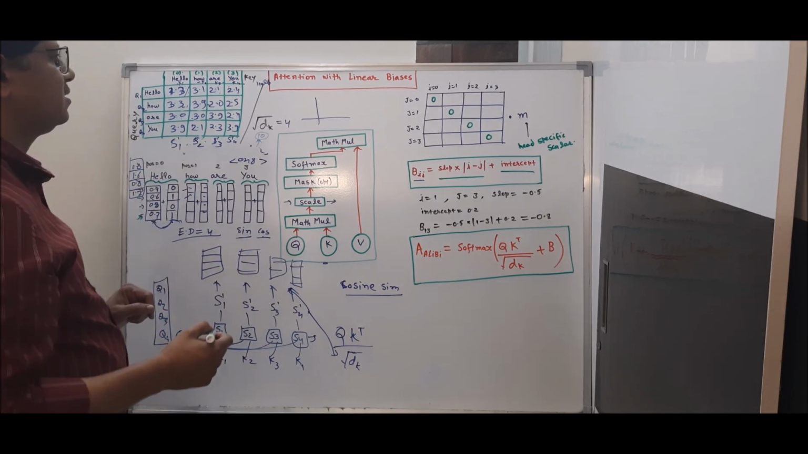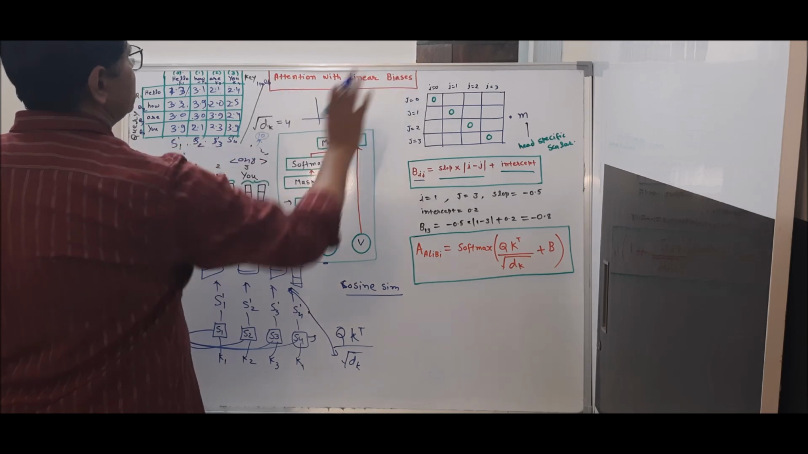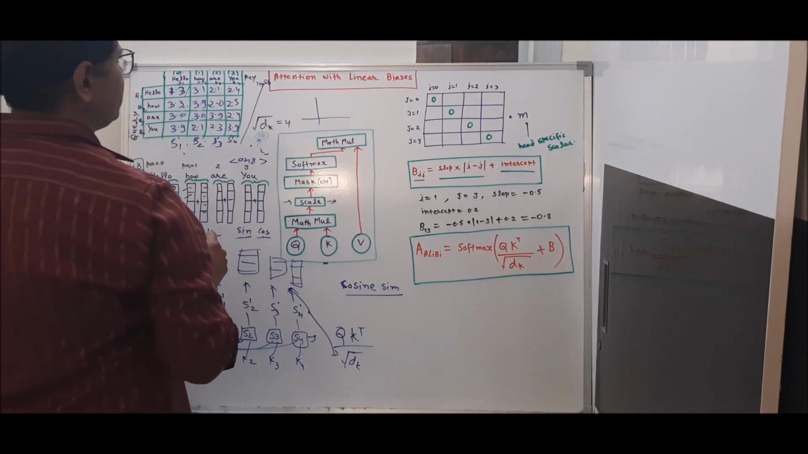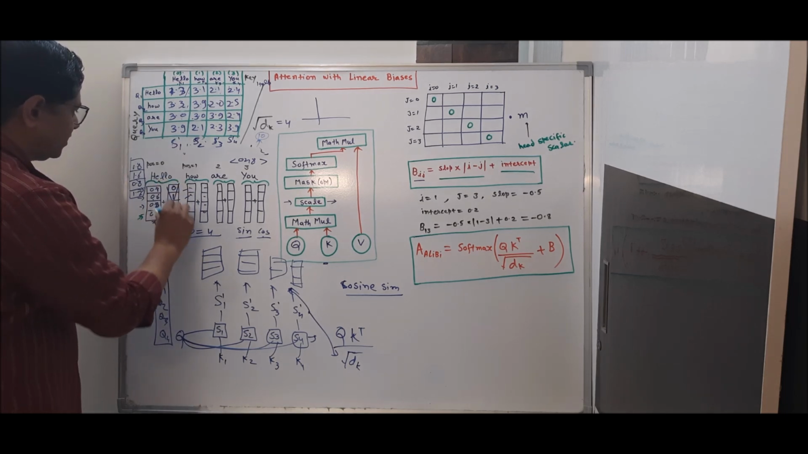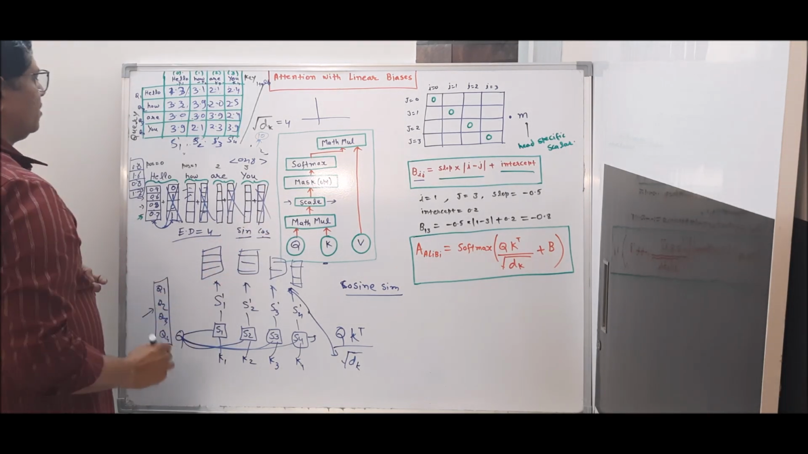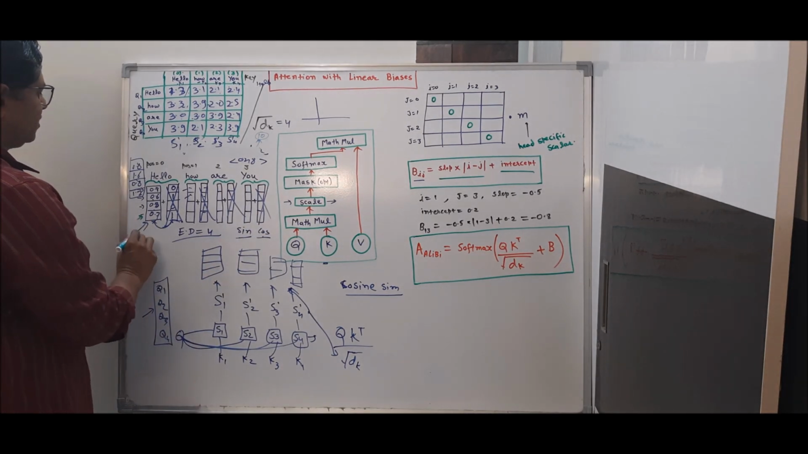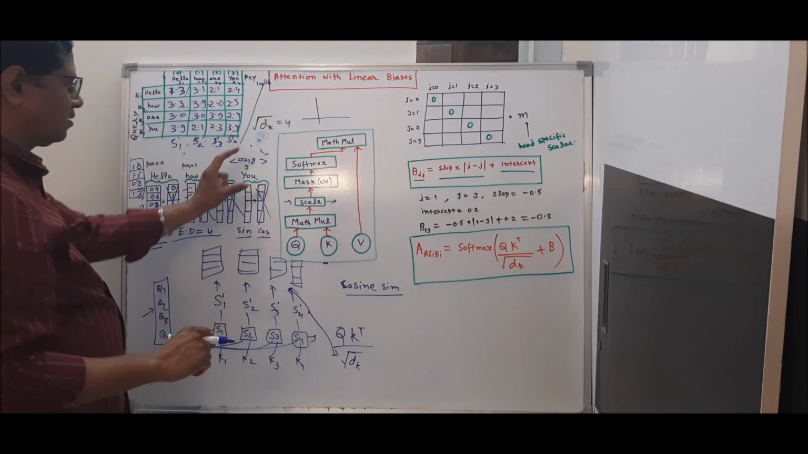So some papers actually solve this problem by using attention with linear biases. It means they remove the positional embedding related attention. They remove all those attentions. For each of the embeddings, we will just use the word embedding.